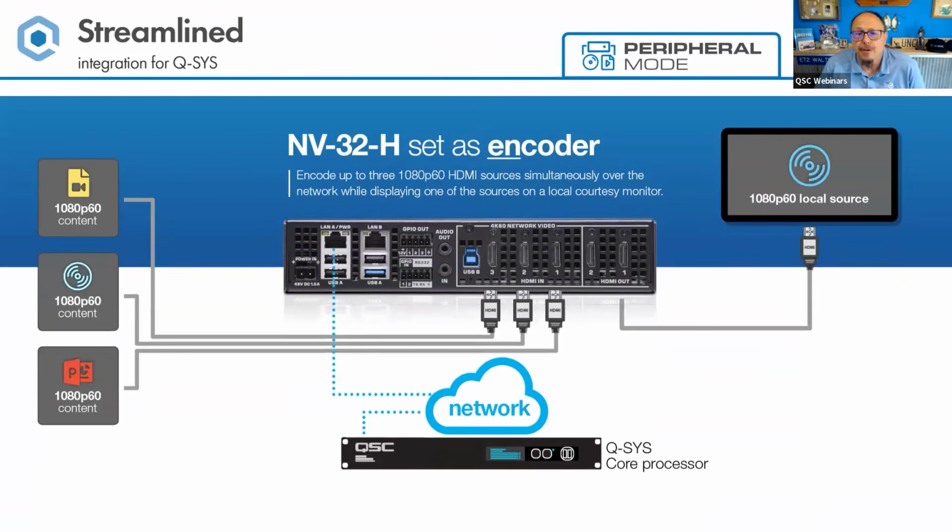When you set up an NV32H as a peripheral, so we're talking about peripherals now, and it's set up as an encoder, in 4K mode you can plug 3 4K signals into this device, but it will only stream one stream out. So it will encode up to, if you're doing 4K, it will do up to, I'm sorry, I had my slides off here.